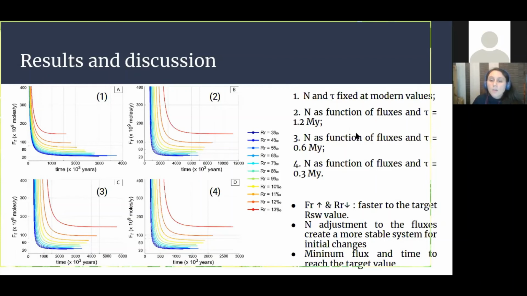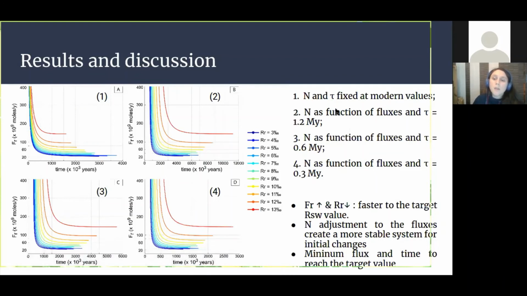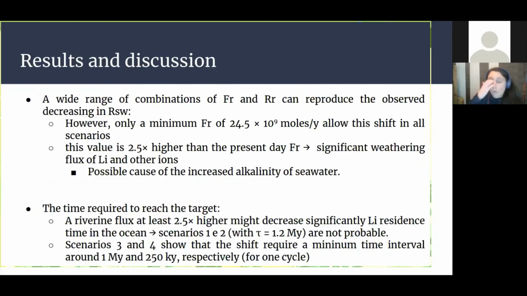And we can also see that, considering the second, third, and fourth experiments, there exists a minimum flux and a minimum time that the system takes to reach the target value. So with these findings, we can say that a wide range of combinations of the riverine flux and ratio can reproduce the observed decrease of seawater ratio.